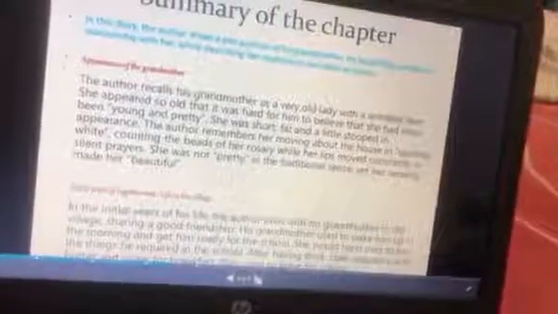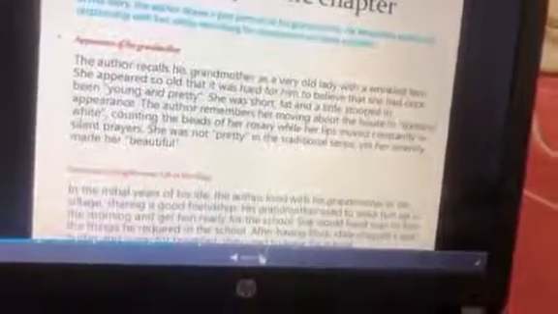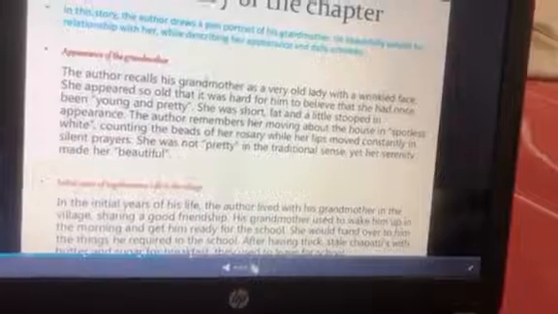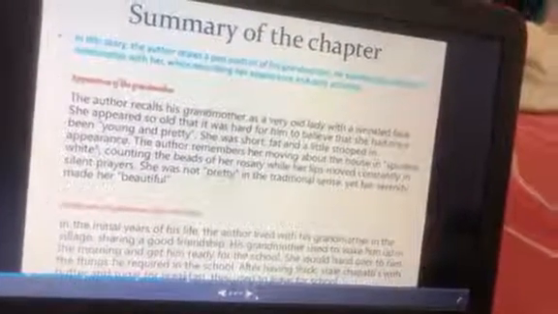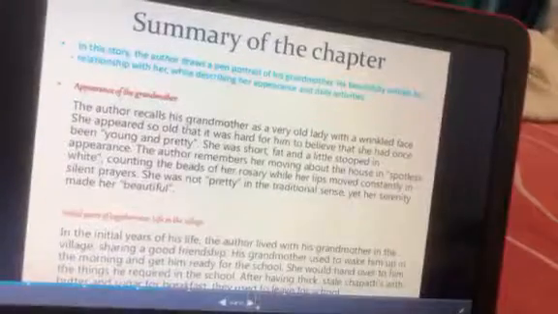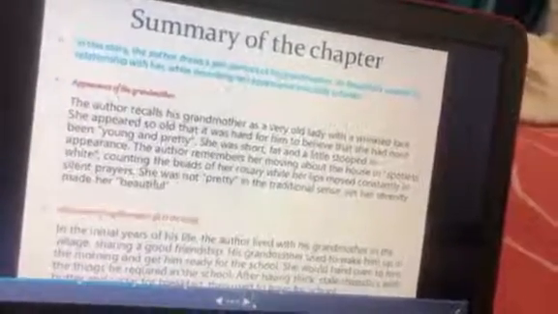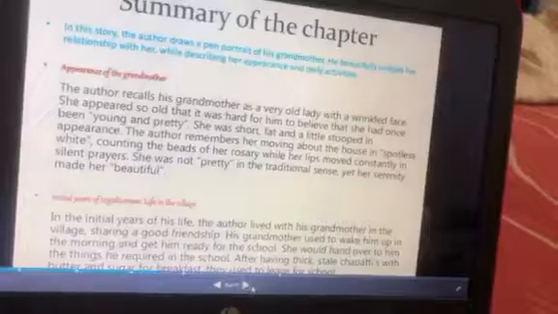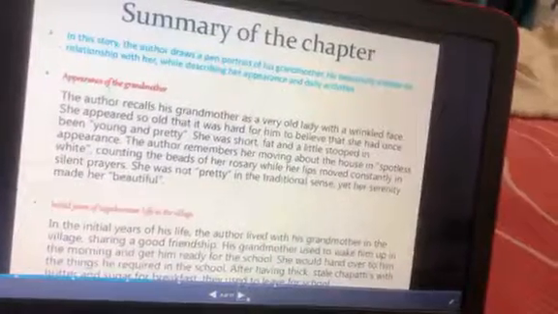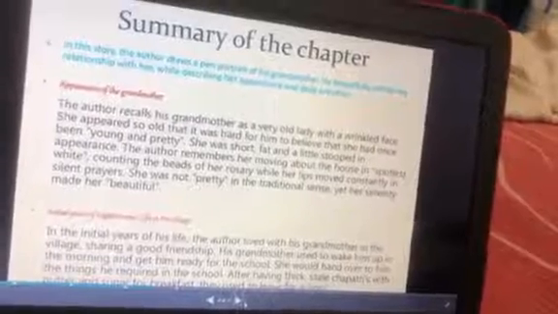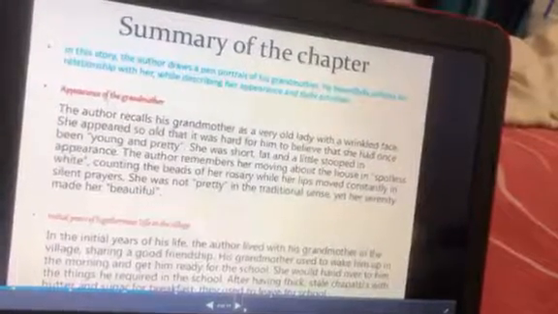Now, the initial years of togetherness and their life together in the village. The author spent the initial years of his childhood in a village where he stayed with his grandmother. They had a very strong bond. The grandmother used to wake him up in the morning and get him ready for school.